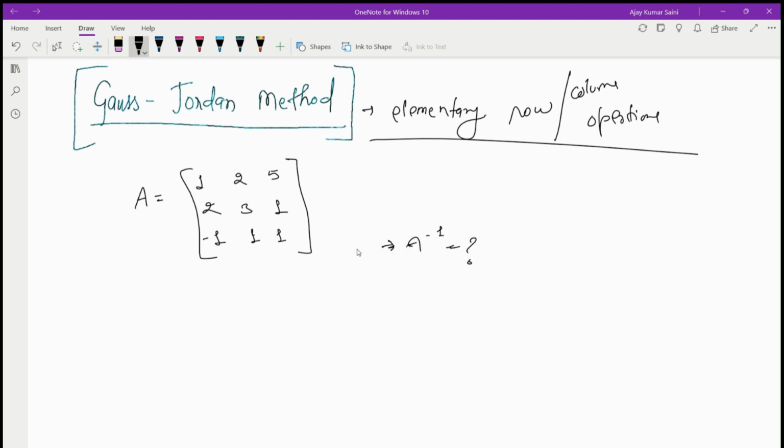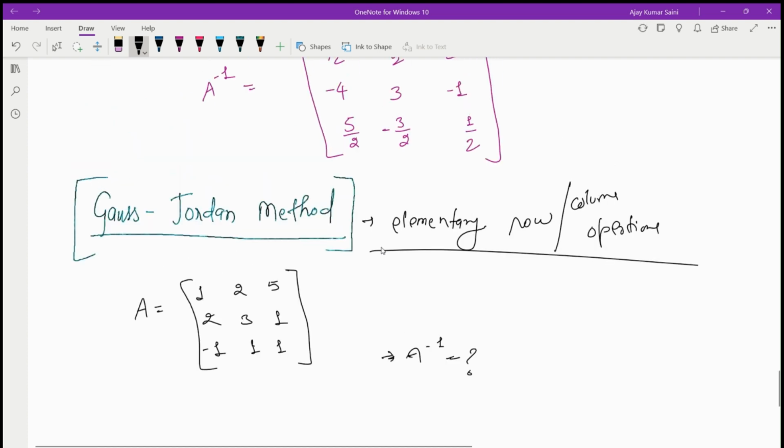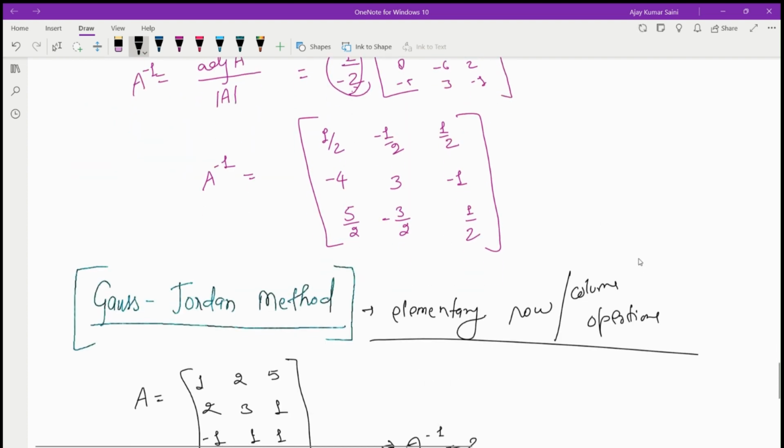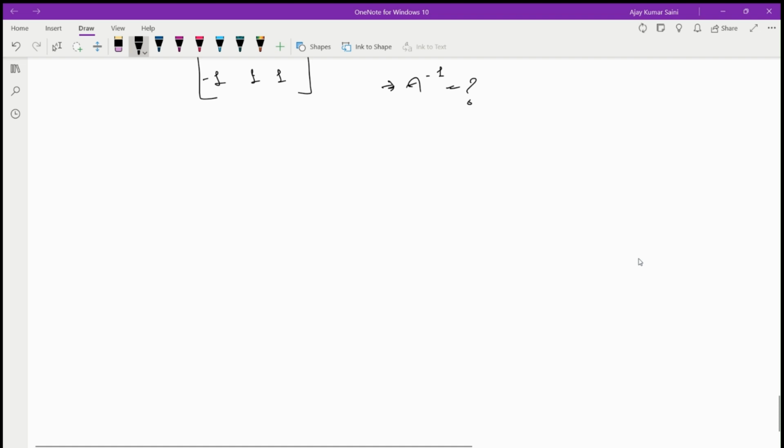Okay, so to find the matrix inverse of that matrix, first I need to find the determinant also. Why do we need to find the determinant? After finding the determinant, we can tell whether the inverse exists or doesn't exist.